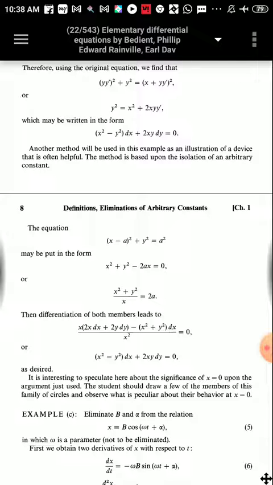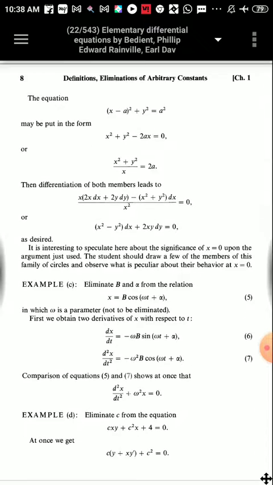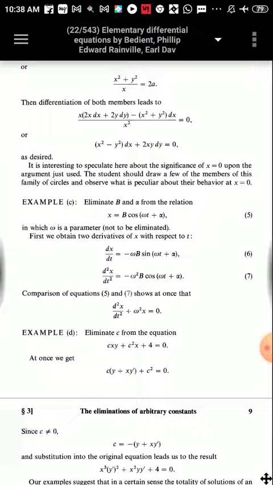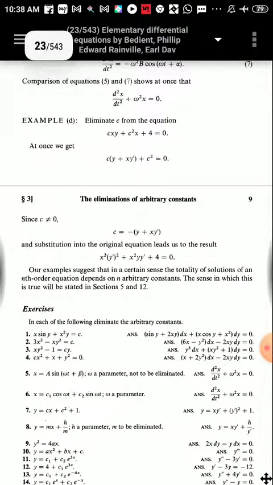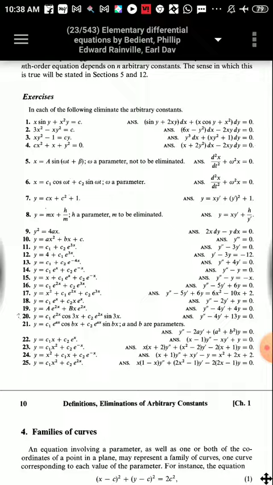The differentiation of both members leads to this equation. Final equation is (x square minus y square) dx plus 2xy dy equal to 0. So there are many examples based on elimination of arbitrary constants. Student can take a screenshot. So example C, okay, that is also a very simple example. Example D, eliminate c from the equation cxy plus c square x plus 4 equal to 0. Okay, so there are many examples. There is one exercise. Take a screenshot and try to solve these examples.